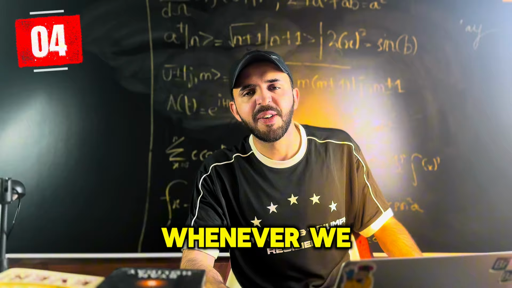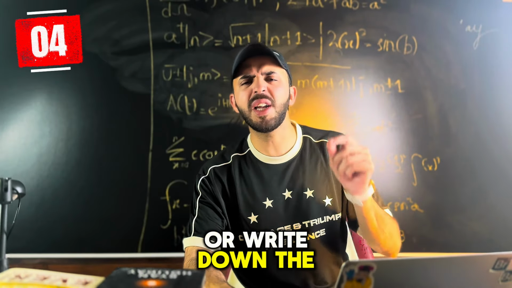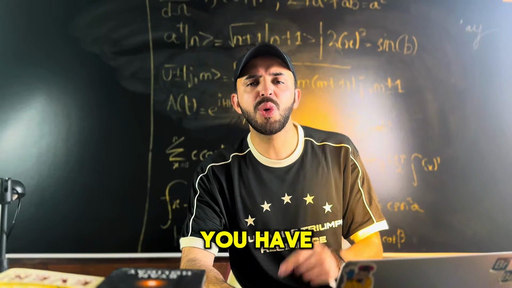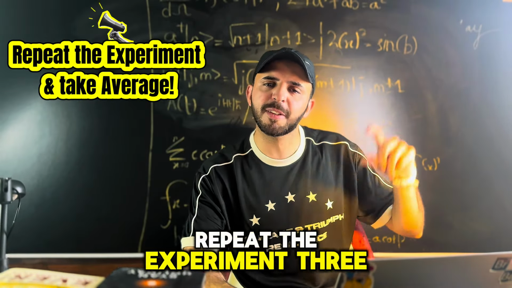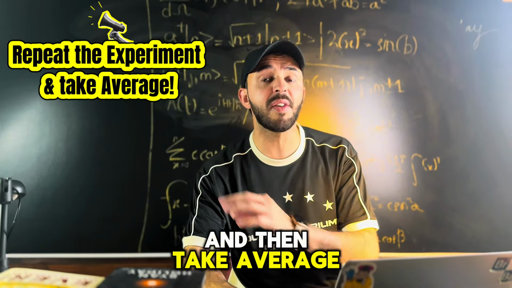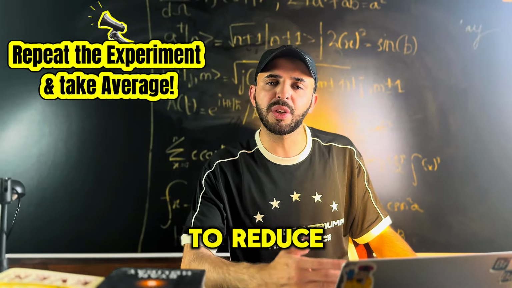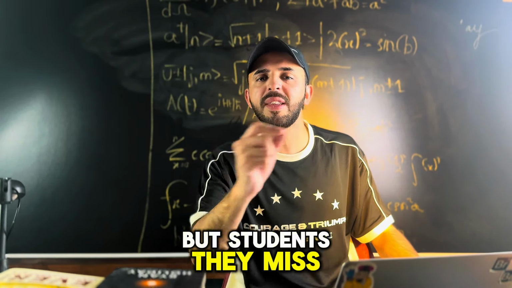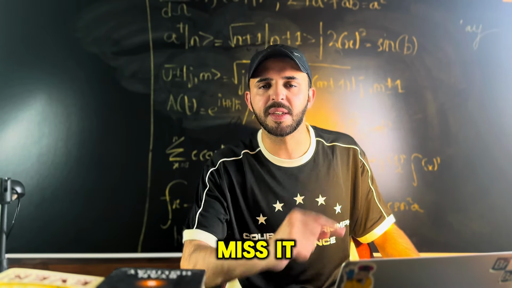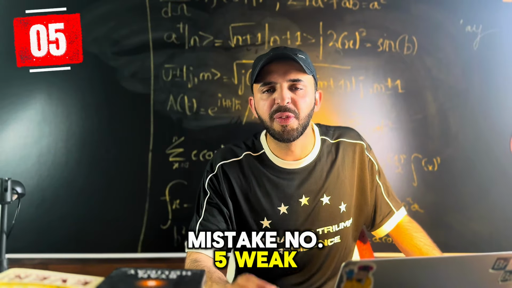Mistake number 4. Whenever we perform experiments or write down the experiment in the designing question, you have to write down this thing: repeat the experiment 3 to 4 times and then take the average. Generally, we do this to reduce random error, but students miss this thing. Kindly don't miss it. Mistake number 5, weak conclusion.